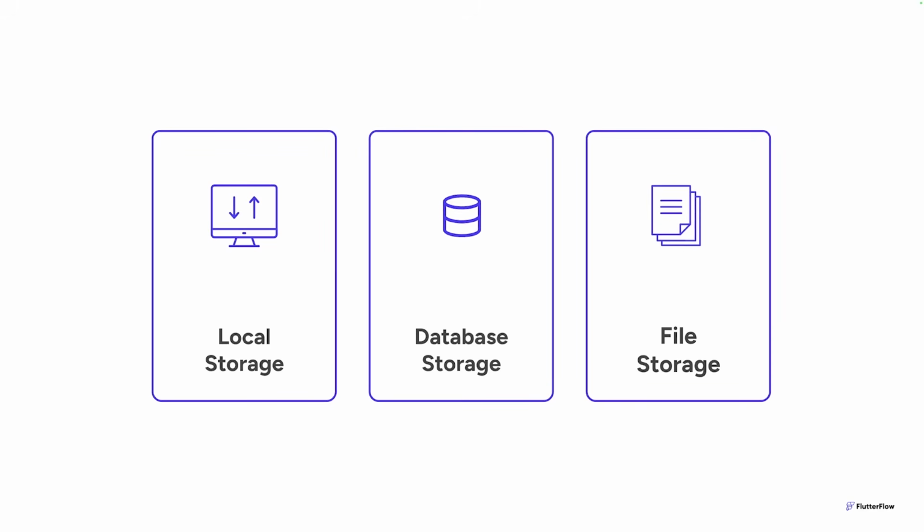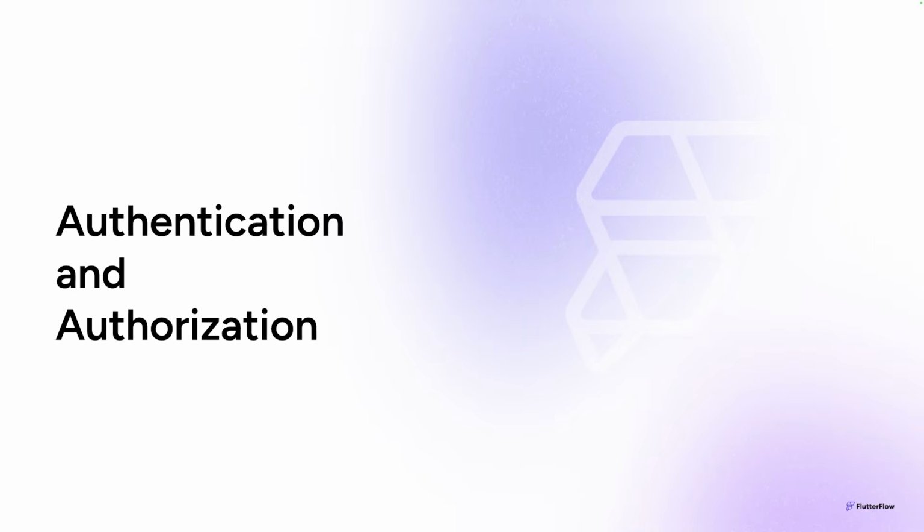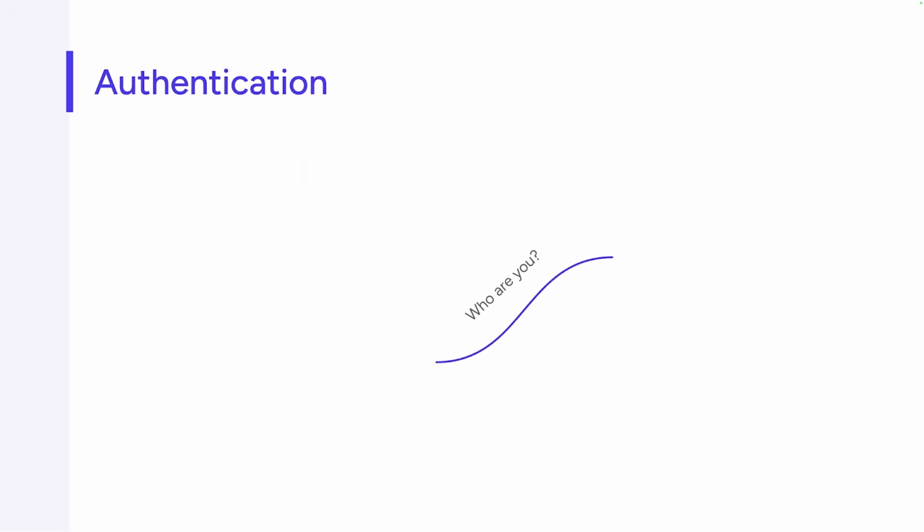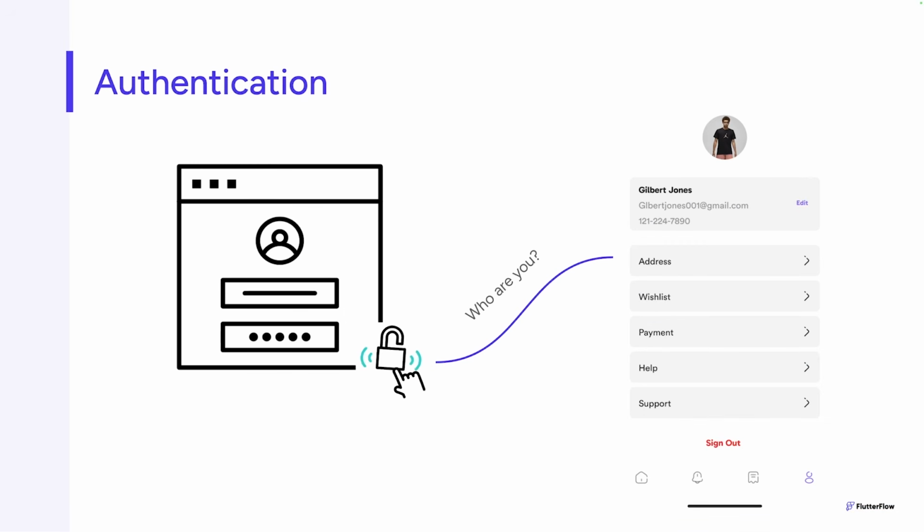All right, now that we learned about databases, let's learn about one of the most important topics in multi-platform development, authentication and authorization, in the next video. Authentication and authorization are two fundamental cores of building secure applications. Authentication is the process of verifying a user's identity, which is vital for protecting user data and maintaining the security of your application. It ensures that user information is safeguarded and only accessible by the rightful owner.